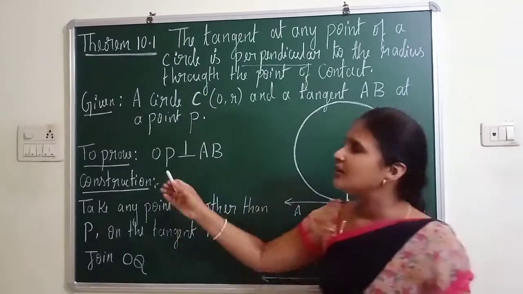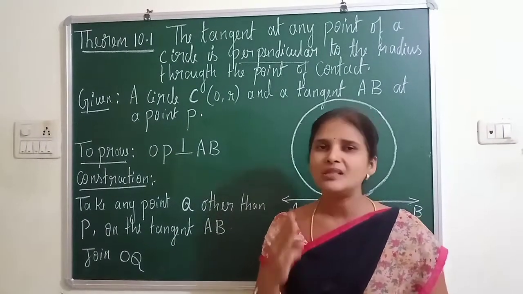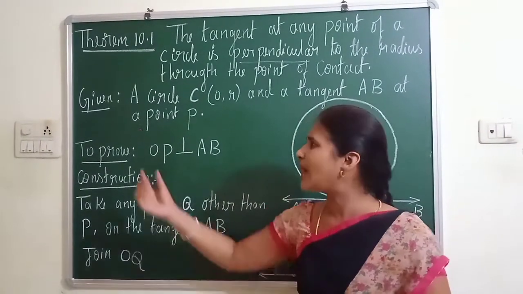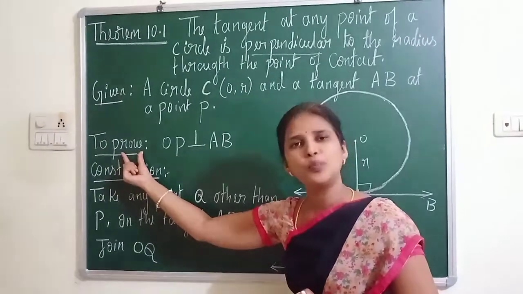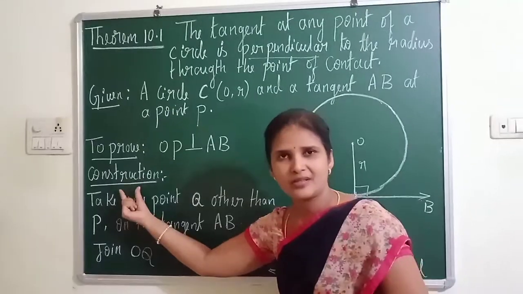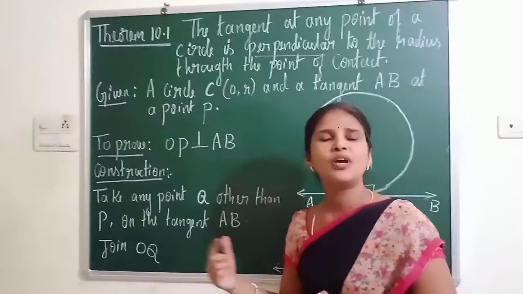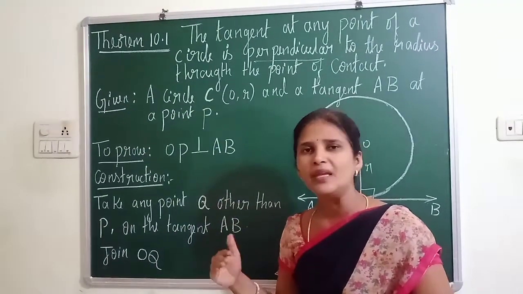So what has been given? For any theorem, if you want to prove it, there are 3 steps. First, you have to write compulsorily the given part, and then you have to write what is to prove. If a construction is required, you have to take a construction, and then you have to prove it. So these are the steps you have to follow to prove any theorem.